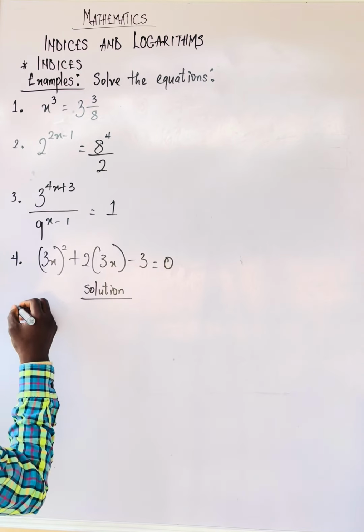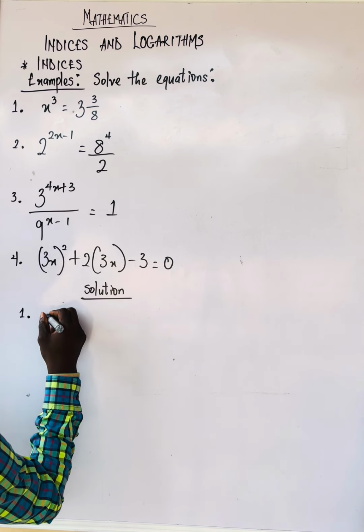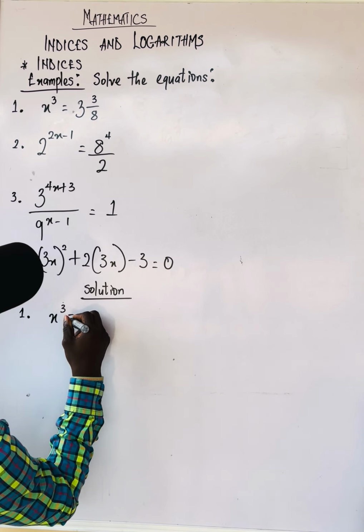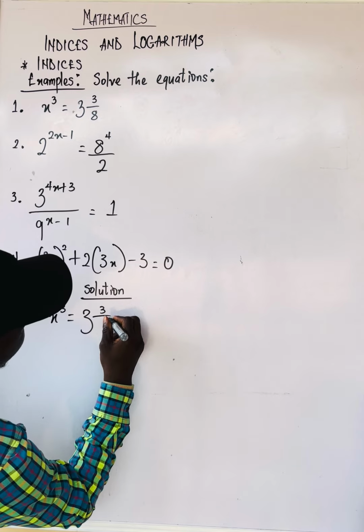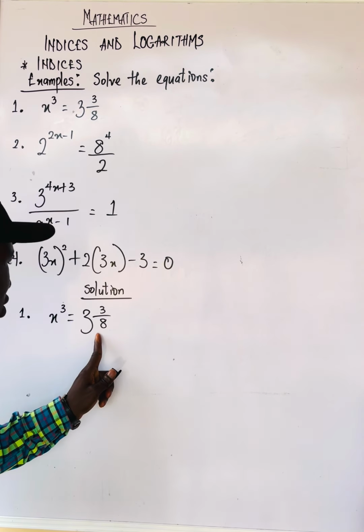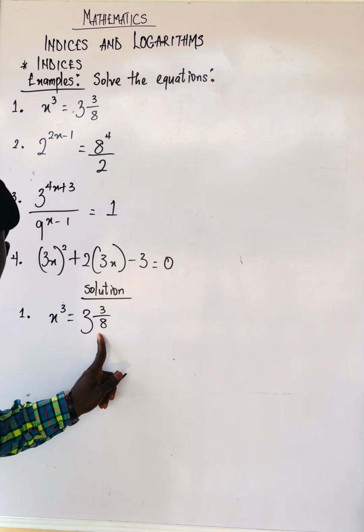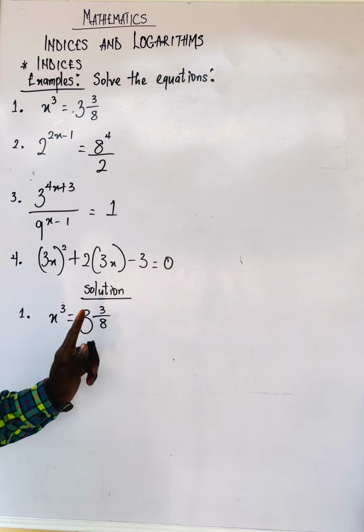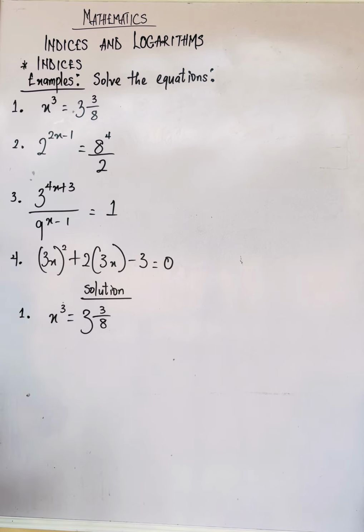Now, question 1 says x raised to power 3 equals 3 whole number 3 over 8. Now, how do we solve it? The first thing is to change, you know, this is a mixed fraction. So the first thing is what? Change this to the fraction. Now, what do we have?